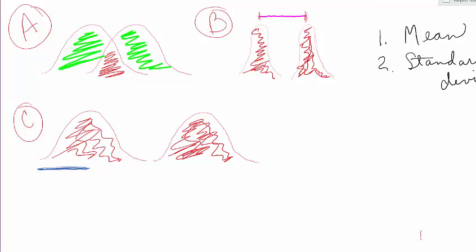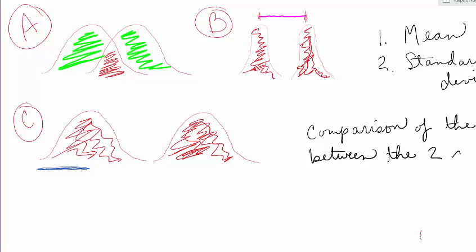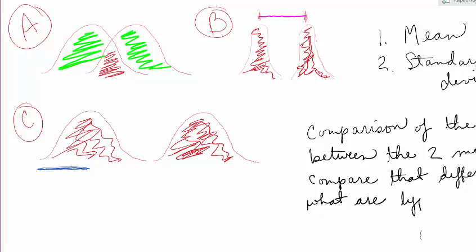How might you do that? Well, what we're doing in both cases here is we are comparing the difference, a comparison of the difference between the two means, and then we want to compare that difference to what we might call typical or normal differences.